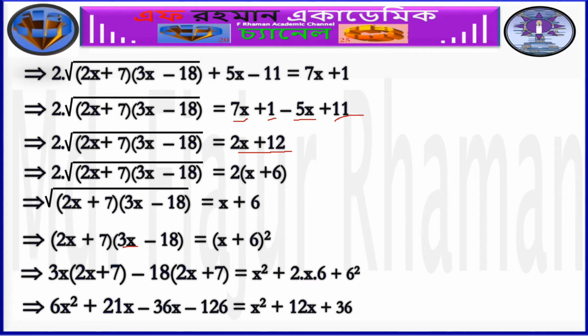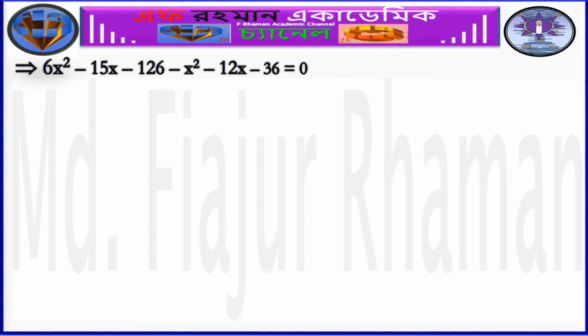This equation implies that 6x square minus 15x minus 126 minus x square minus 12x minus 36 is equal to 0. This equation implies that 5x square minus 27x minus 162 is equal to 0. 6x square minus x square is equal to 5x square, minus 15x minus 12x is equal to minus 27x, minus 126 minus 36 is equal to minus 162.